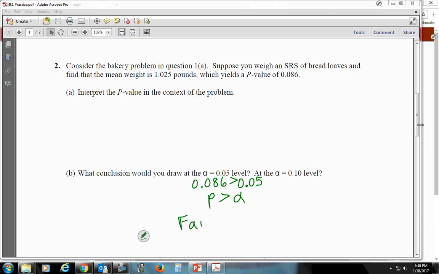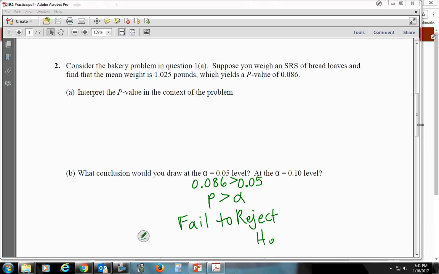I had a really sweet little girl in stats last year who said the way she finally remembered it, because it's hard, you got to figure out a way that's going to work for you, is that the one that's greater has more words for the conclusion. The one that's less than has less words. So P is greater, failed to reject has 3 words. P is less than is only going to have that 1 word of reject. That worked for her to try to memorize which one was which.